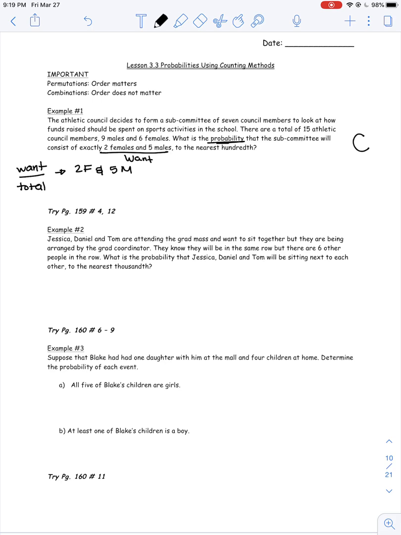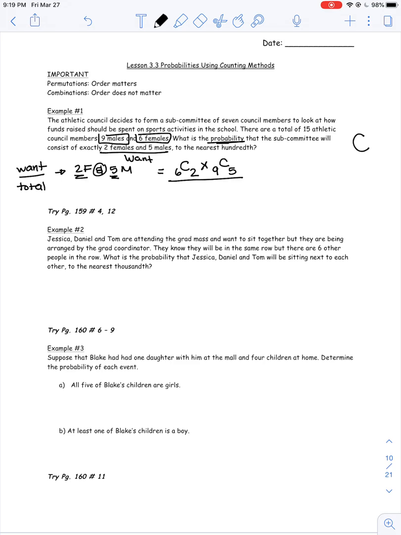If I want to pick 2 females, I need to say how many there are. There are 6 females to choose from, and I want 2 females, so it's going to be 6 choose 2. Whenever you see the word and, you are going to multiply. And now from 9 males, you are going to choose 5 males. So that's our want, that's what the actual statement wanted.